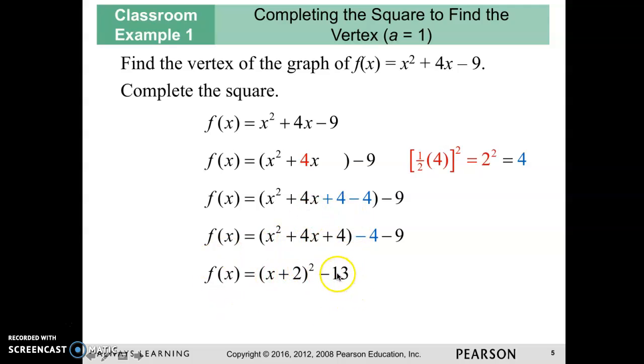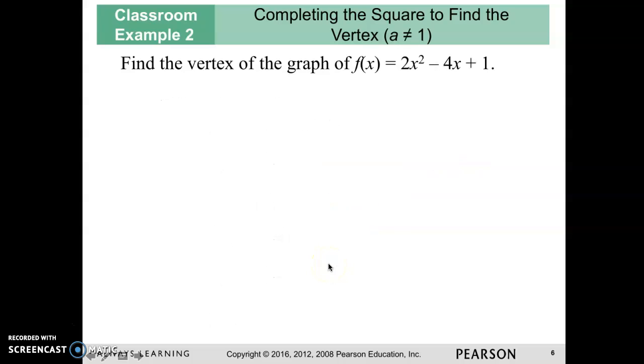So now this looks familiar. This looks like the previous section, which was, I believe, 8.5, where you had x plus h squared minus k or plus k. So in this case, the vertex would be -2 and then -13.